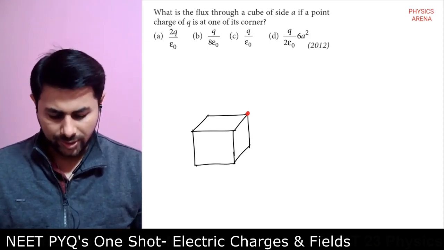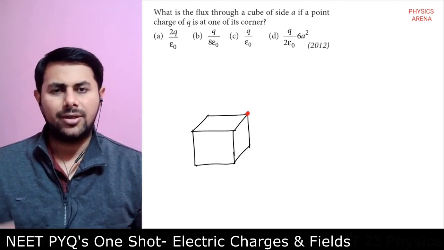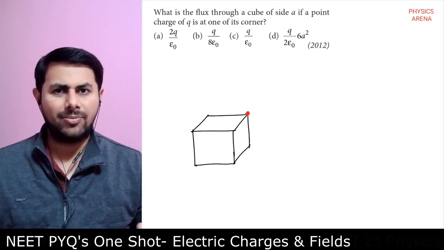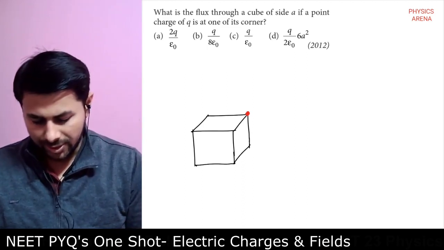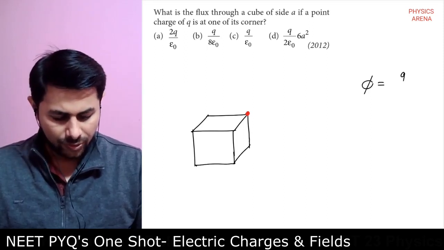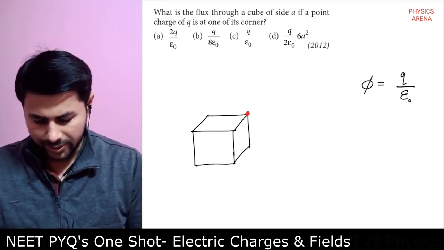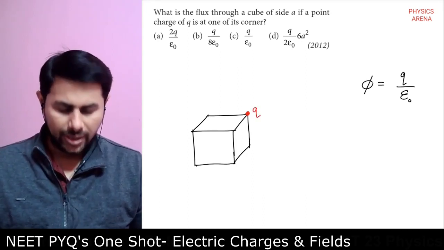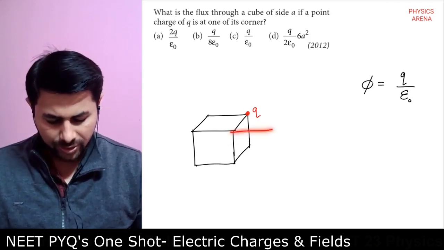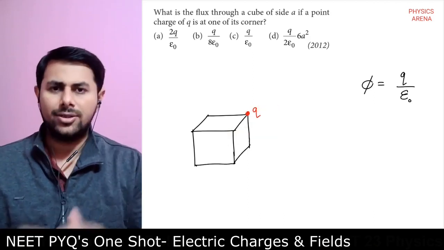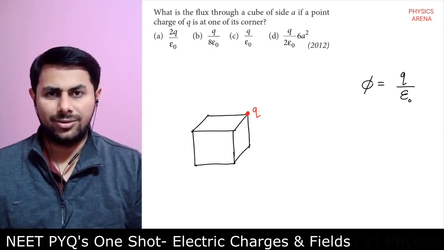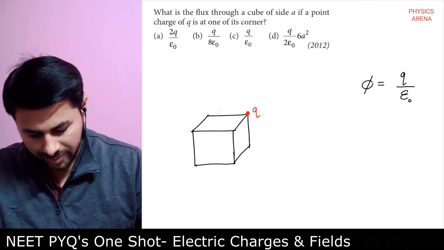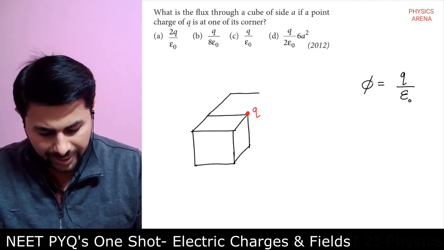Now we know Gauss's law. Gauss's law tells us that the flux through any closed surface is equal to the charge enclosed by the surface divided by epsilon naught. Phi is equal to q divided by epsilon naught. So this is charge q. Now here we have to think how many cubes like this you have to keep around this charge so that the charge gets enclosed. So this is one cube, then I will need 8 such cubes.